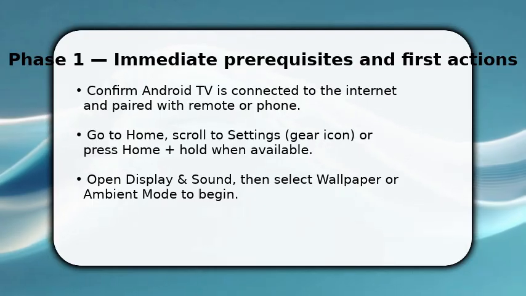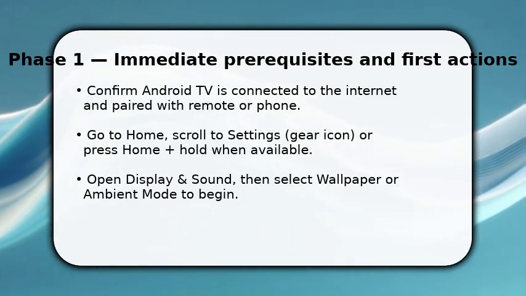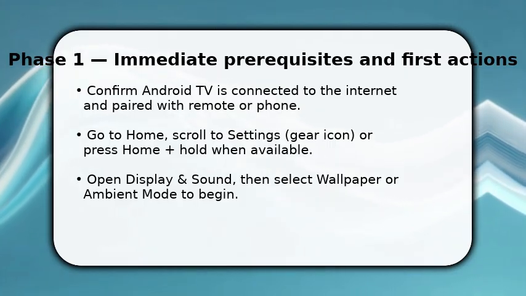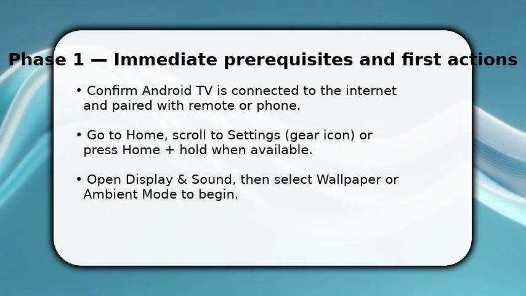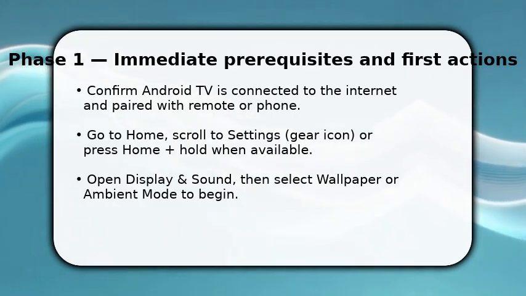You'll start by making sure your Android TV is online and the remote works. This prevents interruptions. Once connected, press Home and navigate to Settings, or long press Home on supported remotes to jump there. From Settings, choose Display and Sound, then Wallpaper or Ambient Mode depending on your device.